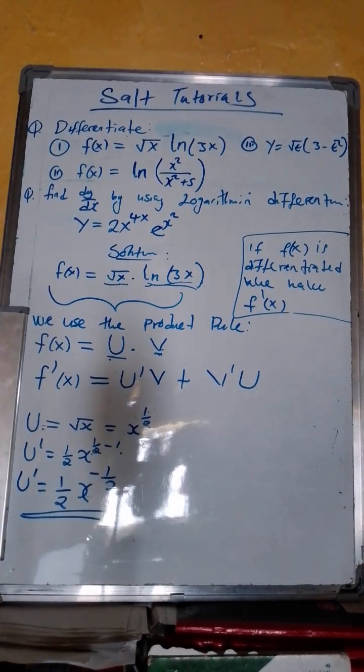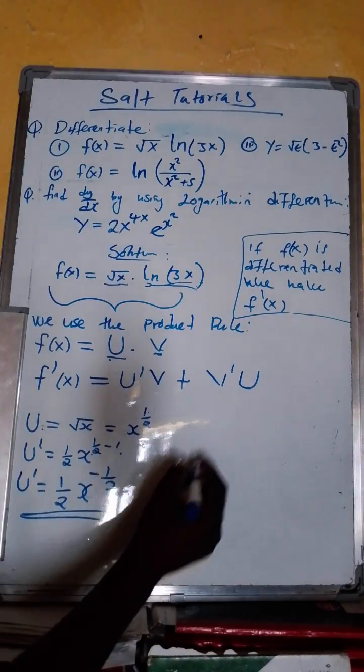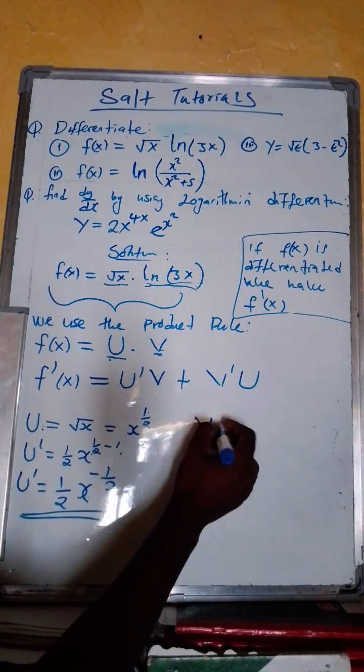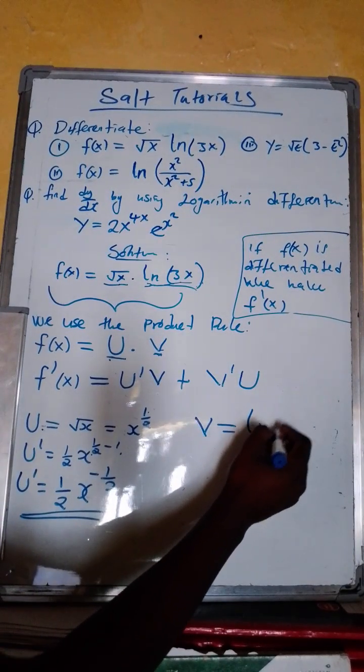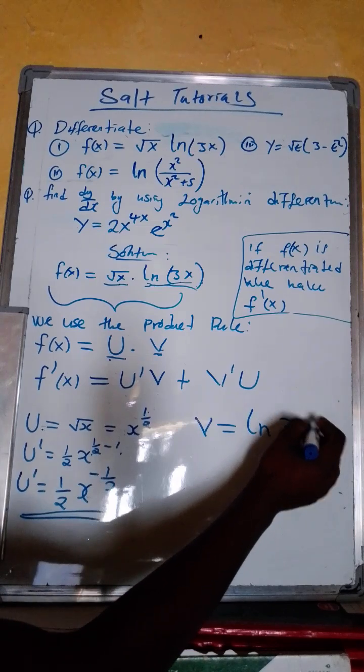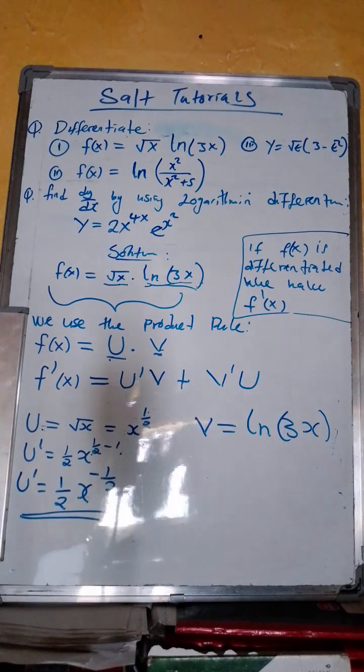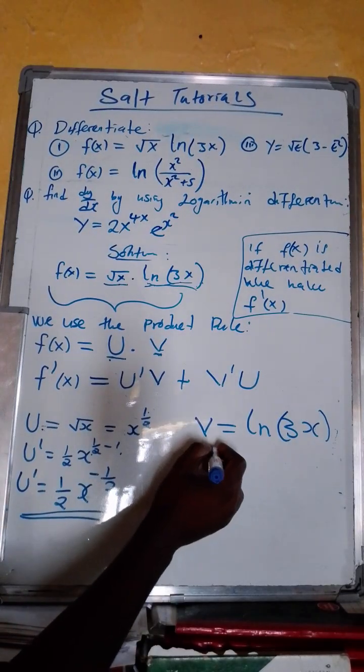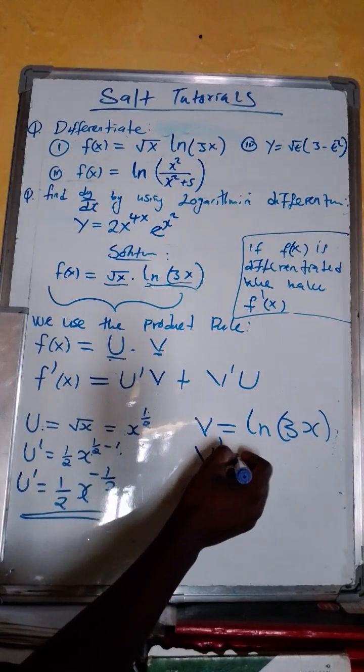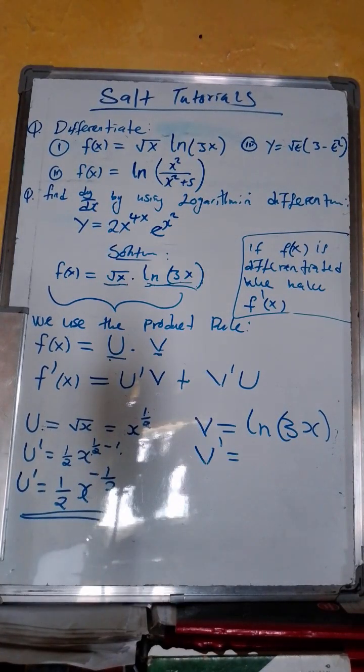We're okay? Then next we go to v. V is basically the natural log of 3x. This is my v. I have to differentiate v. If I differentiate v, I'm going to have v prime. Now the question comes in, once you see a natural log, how do you differentiate a natural log?